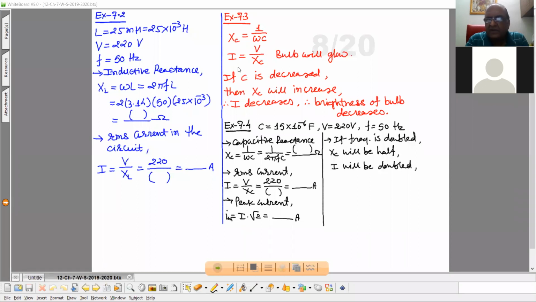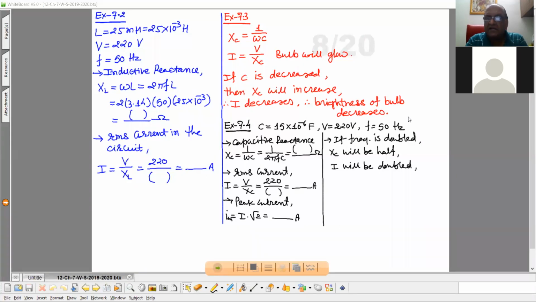Now the equation of the current I is V by Xc. Okay. So Xc is 1 upon omega C. So you can rewrite this as I equals V omega C. If C is decreased, then Xc will increase. So if Xc increases, then I will decrease and the brightness of the bulb decreases.